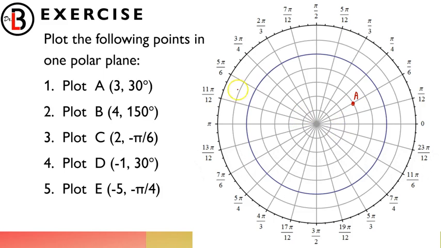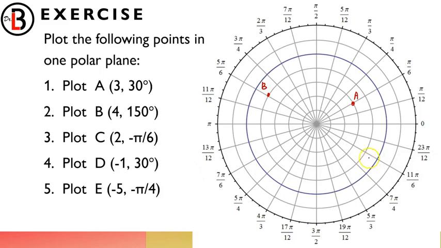B is (4, 150°). So let's look at the 150. It's 5 pi over 6. So 1, 2, 3, 4. This is B. C is negative pi over 6, so negative 30 degrees.